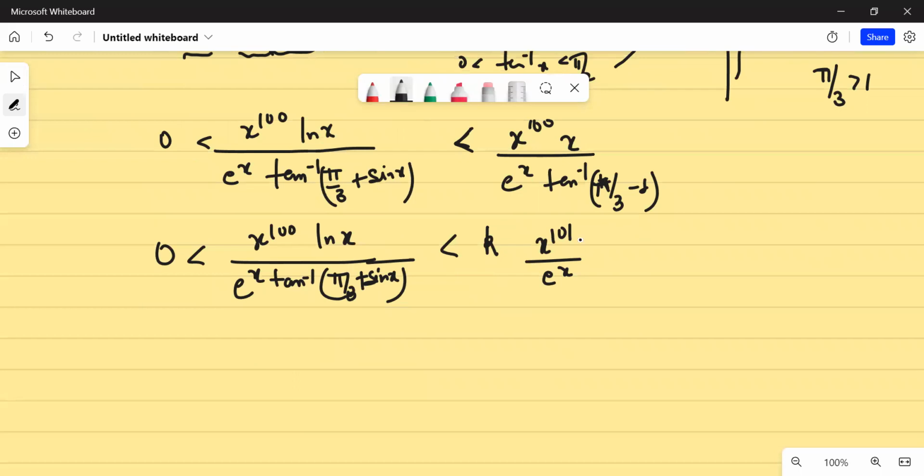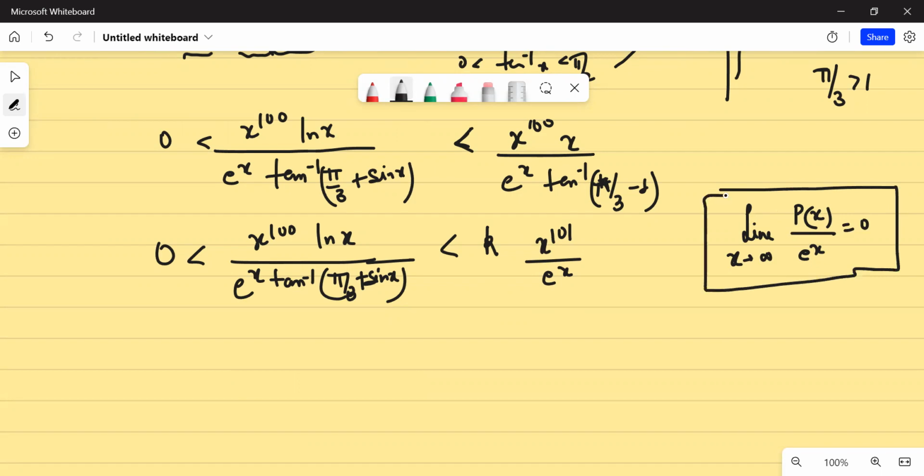Now you see, always remember, if you have a polynomial divided by e raised to power x, and if you want to find the limit as x tends to infinity, this limit always comes out to be equal to 0. Why does this limit come out to be equal to 0? Let's say your polynomial is of degree n.